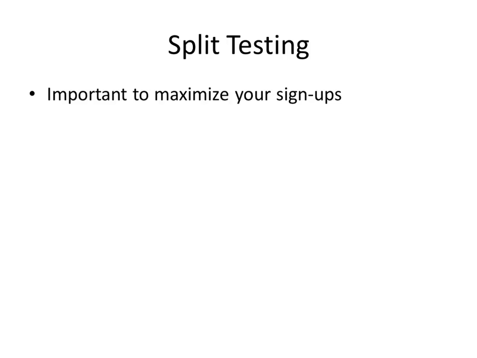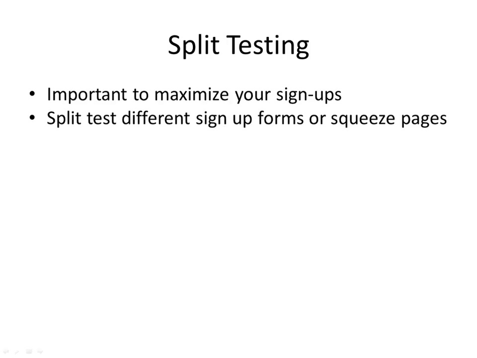Now, split testing is very, very easy to do. You need to split test different sign-up forms or squeeze pages. So you create 2 squeeze pages, one slightly different from the other. You might change the headline, you might change the photo, you might change the position of the sign-up form, you might change the free gift that's offered, and so on. You change one thing at a time, change each different thing, and then you drive traffic and you see what the result is.